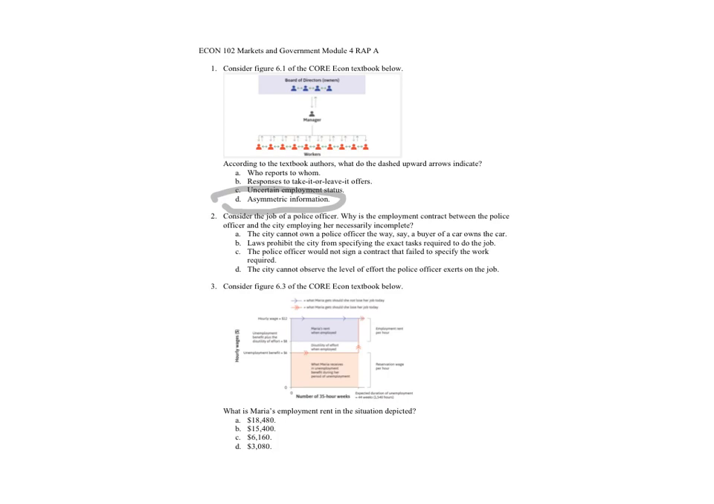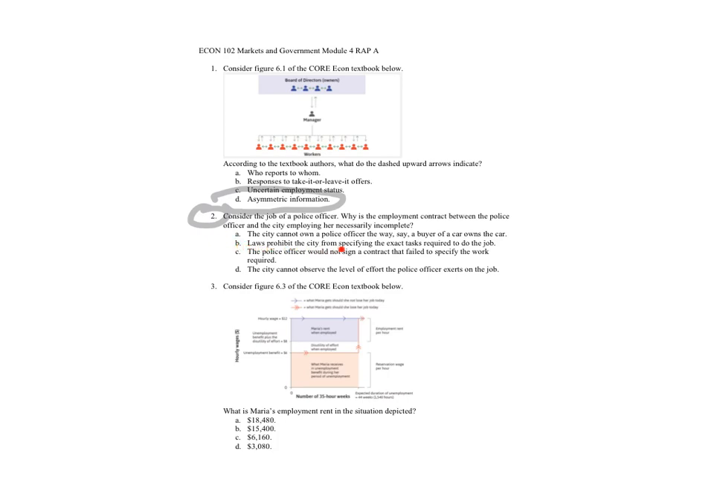Moving along, question 2 was also a hard one, hard in the sense that some team or another missed it. Consider the job of a police officer. Why is the employment contract between the police officer and the city employing her necessarily incomplete? Well, let's look at our choices. The city cannot own a police officer the way, say, a buyer of a car owns the car. Well, that's true, but the question is why is the employment contract incomplete? Just because I don't own you doesn't mean that I can't have a complete contract with you. So A is sort of out.